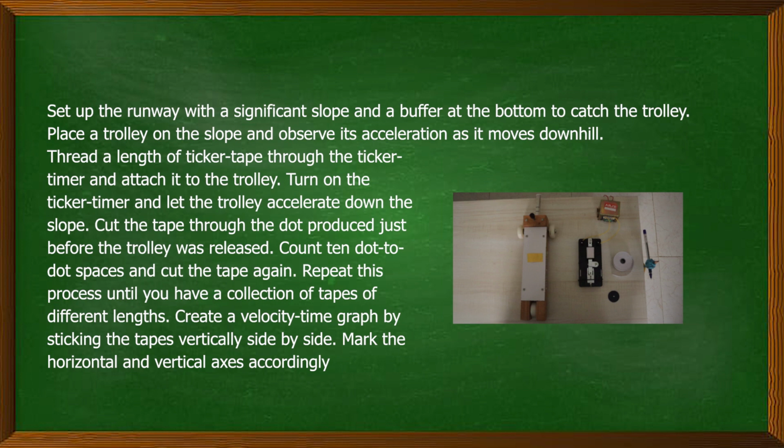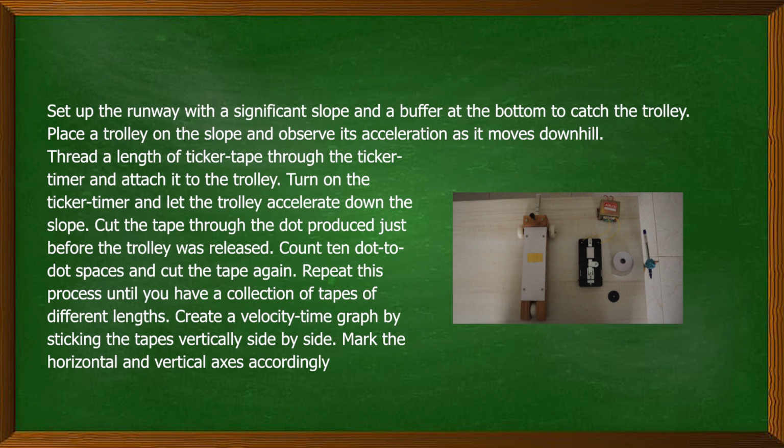Thread a length of ticker tape through the ticker timer and attach it to the trolley. Turn on the ticker timer and let the trolley accelerate down the slope. Cut the tape through the dot produced just before the trolley was released. Count 10 dot-to-dot spaces and cut the tape again. Repeat this process until you have a collection of tapes of different lengths.